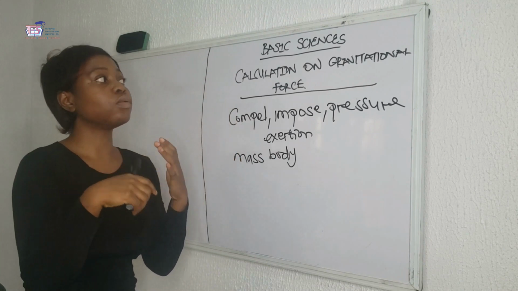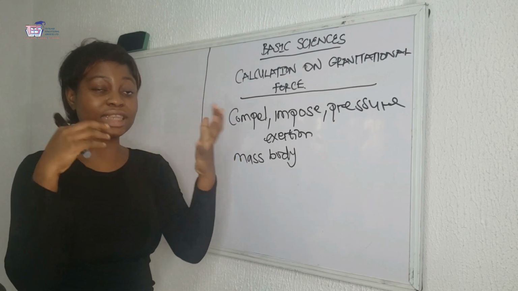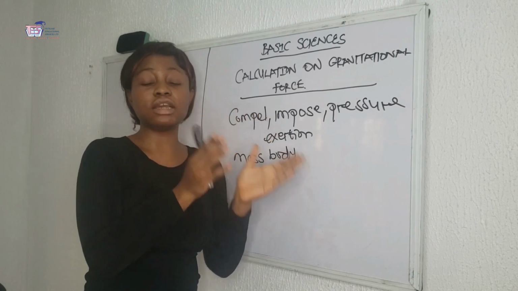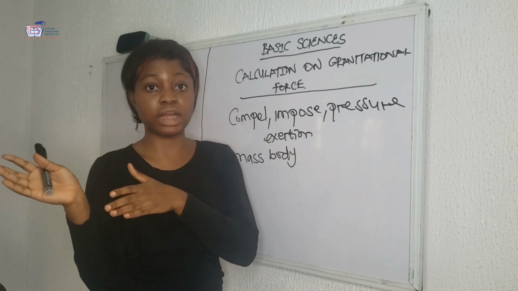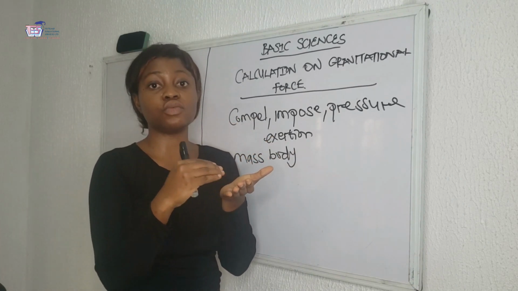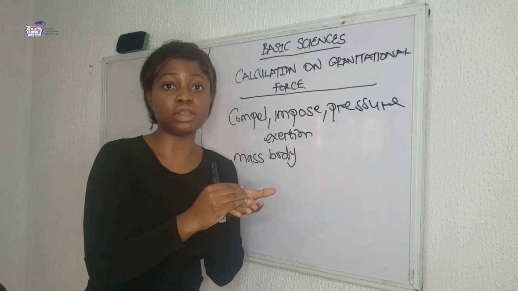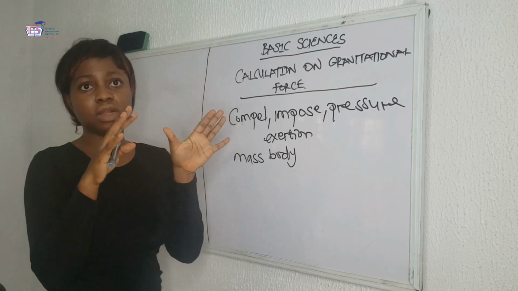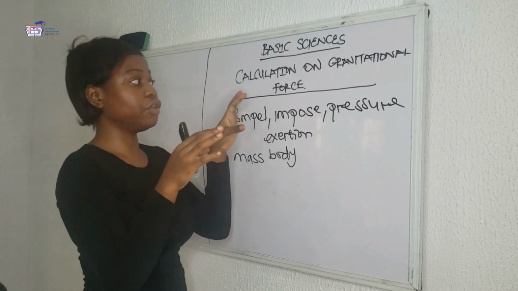Exactly. And also, I'll be moving forward to the types of forces. We have two types of force. We have the contact force and we have the non-contact force. For the non-contact force, we have gravitational force, we have magnetic force, we have electromagnetic force, and so on and so forth. So moving to today's topic, calculation on gravitational force.